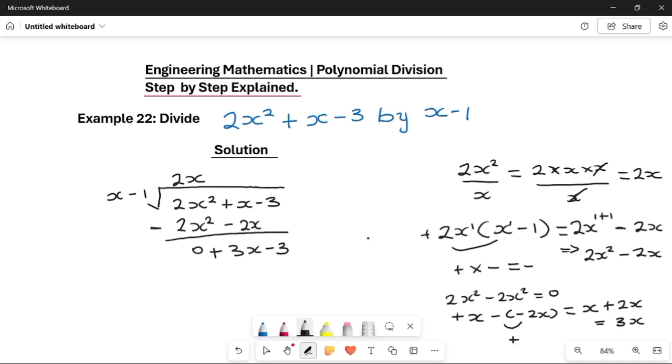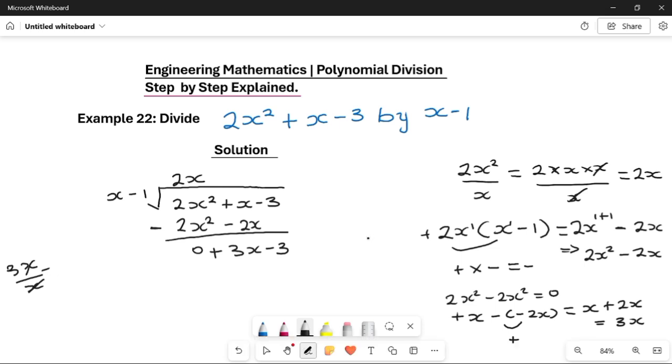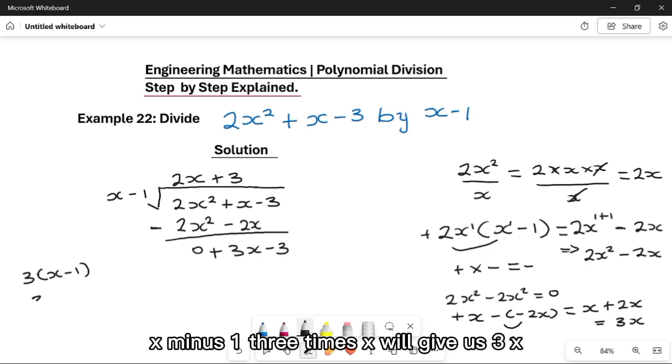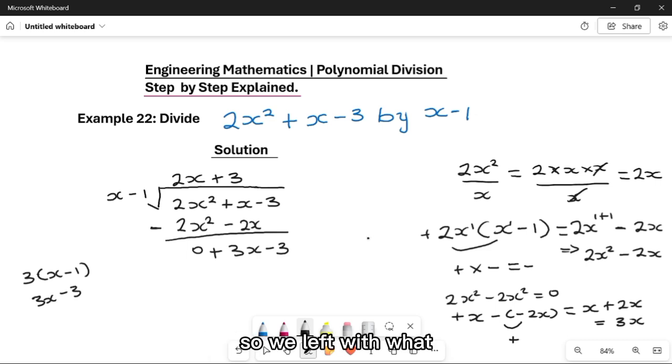3x divided by x. Let's do it here. 3x divided by x. X will cancel x and we're left with 3. So we'll have plus 3 here. Then we'll do the same thing. 3 times x minus 1. 3 times x will give us 3x. And 3 times minus 1 will give us minus 3. So we're left with what?